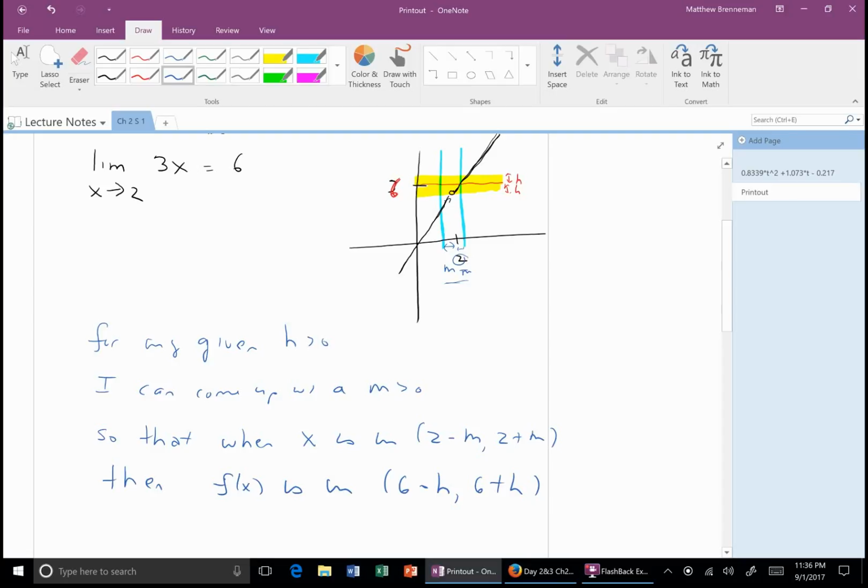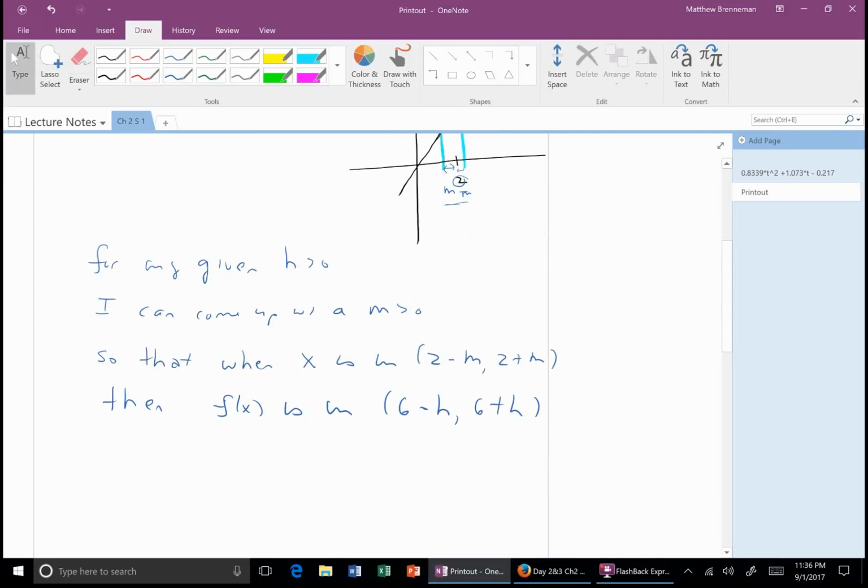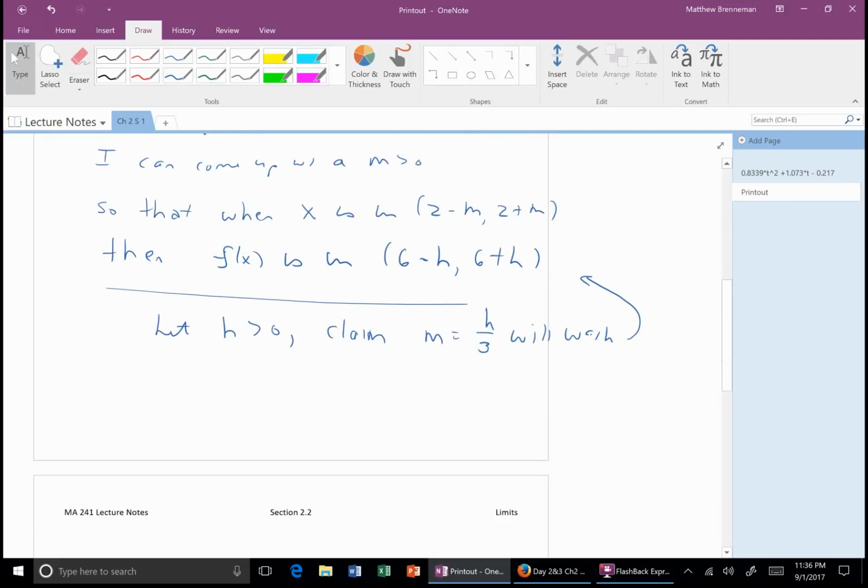And I'm going to prove to you that I can find such an m band. So you give me any h you want. Let's just let h be arbitrary, okay? So let h be any number greater than 0. I claim that m equal to h over 3 will work. It will satisfy this condition up here. And let me go ahead and show you.